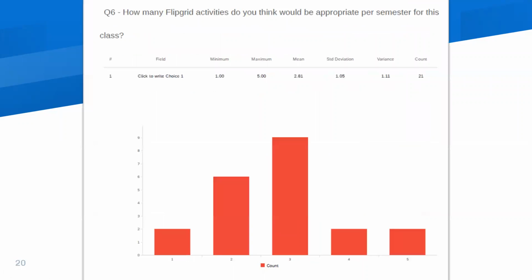And finally, I asked them how many Flipgrid activities they thought were appropriate per semester. That average surprised me at about 2.8, so right around 3 was our biggest number. And I only did 1 activity that particular semester, so I was impressed that they would have liked a few more.